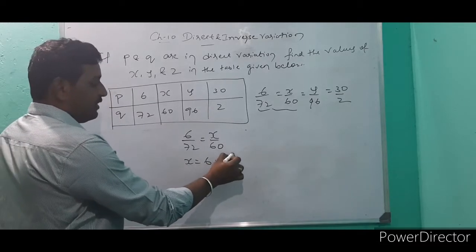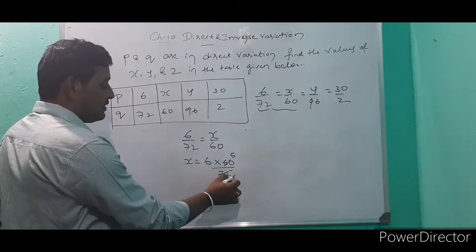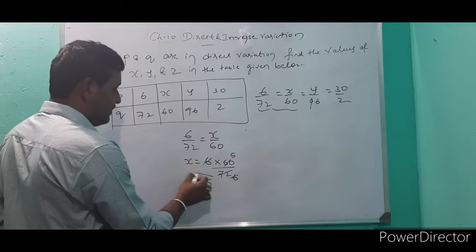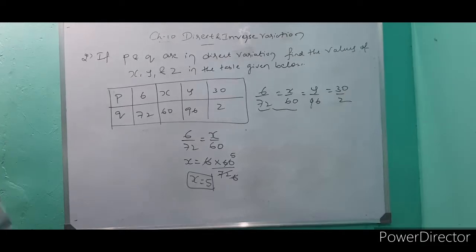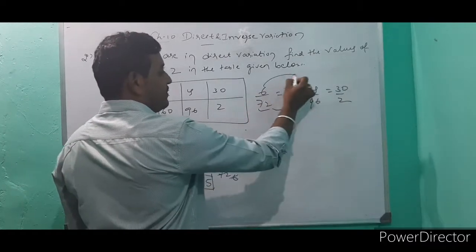So here 12 5s are 60. 12 6s are 72. 6 gets cancelled. What is the value of x? 5. What is the value of x? 5. So next step, you can connect these two.